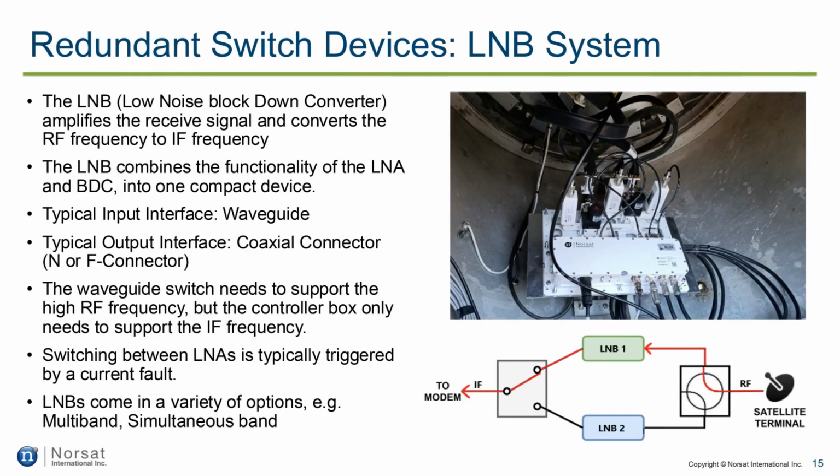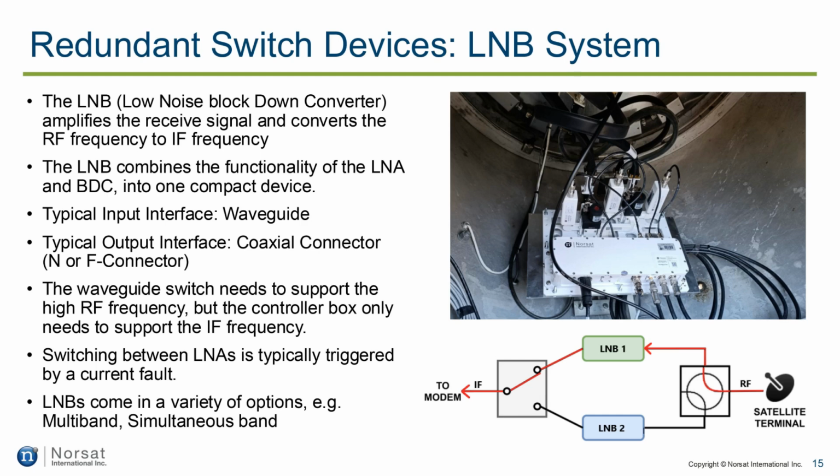The low-noise block down converter, or LNB, is a device that amplifies the received signal and then converts the RF frequency down to the IF frequency. The LNB combines the functionality of both an LNA and a BDC into one compact device. The LNB typically uses a waveguide for the input interface and a coaxial N connector or F connector for the output interface. The waveguide switch needs to support the high RF frequency, but after frequency conversion, the controller box only needs to support the lower IF frequency.